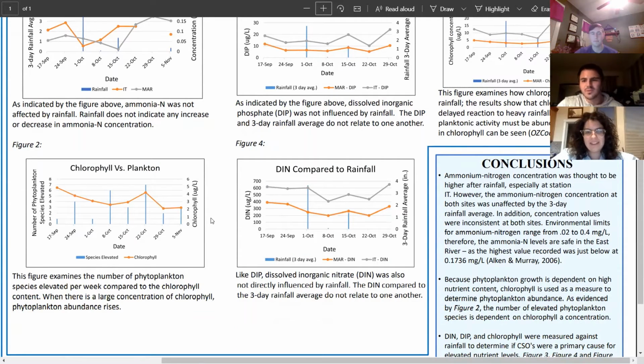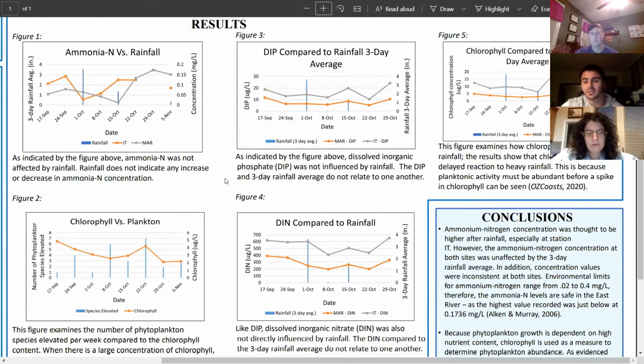Figure 2, we did chlorophyll versus phytoplankton. This figure shows the number of phytoplankton species elevated per week, which is the blue line, compared to the chlorophyll content, which is the orange line. These two will not really have a relationship on the graph because there is a delay between the chlorophyll content and the amount of phytoplankton. We are not really seeing the chlorophyll signature at the same time as the nutrient signature.